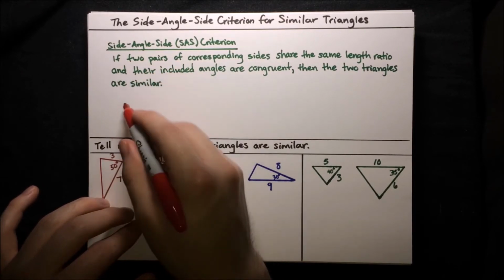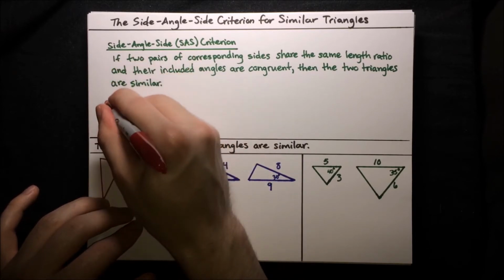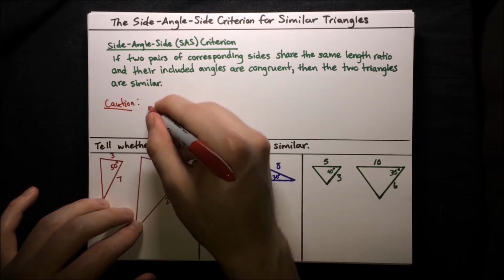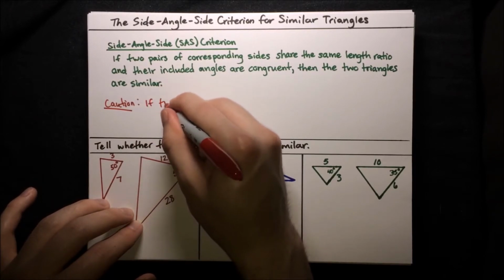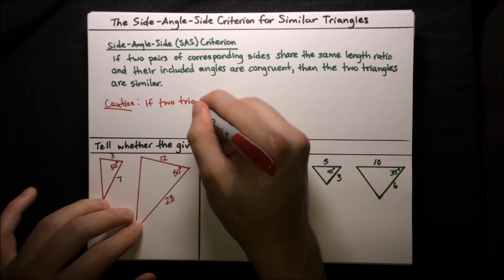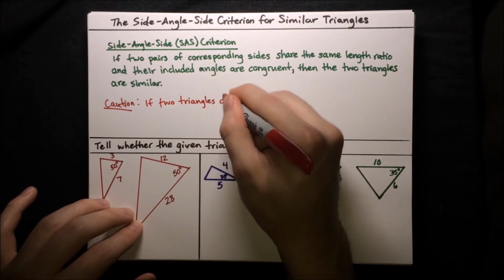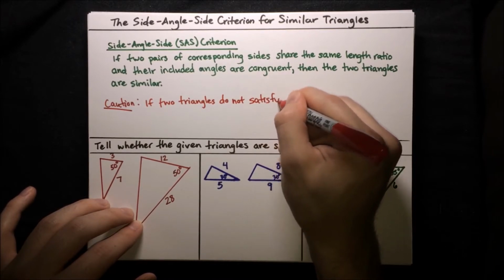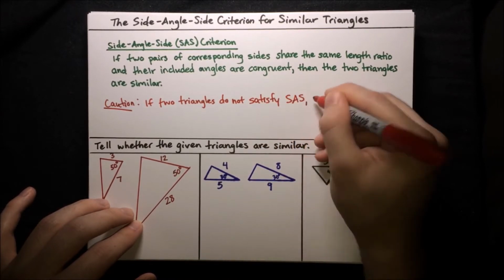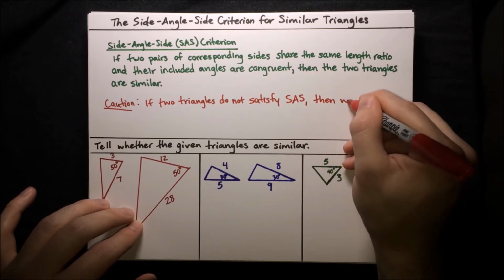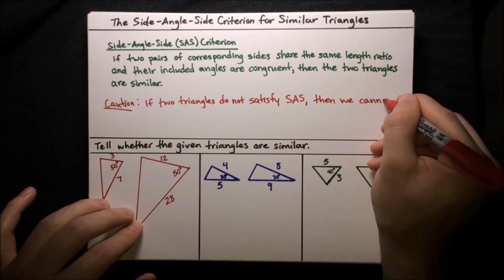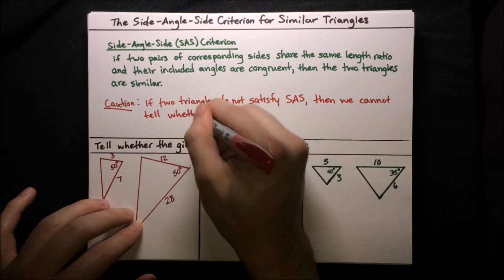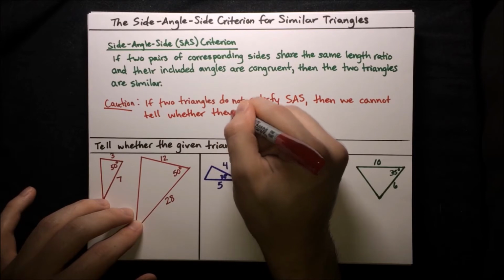Now, there is one caution in applying the side-angle-side criterion, and that caution is as follows. If two triangles do not satisfy the side-angle-side criterion, then we cannot tell whether they are similar.